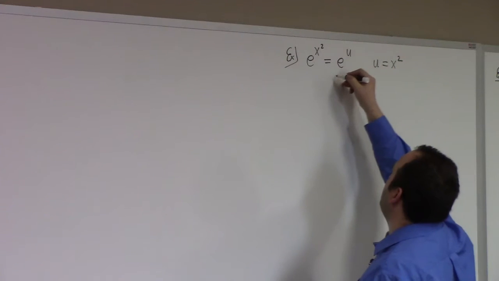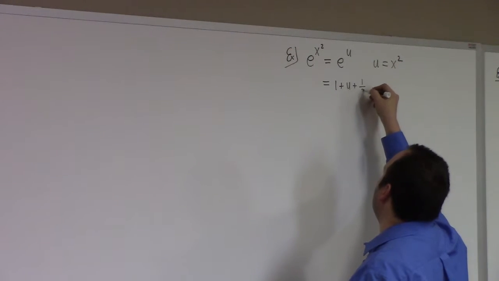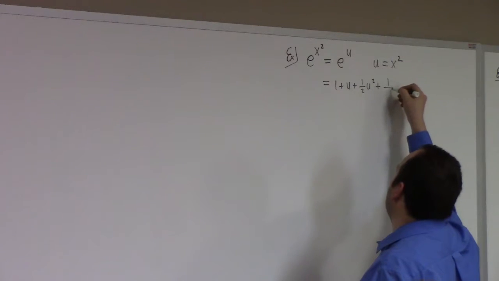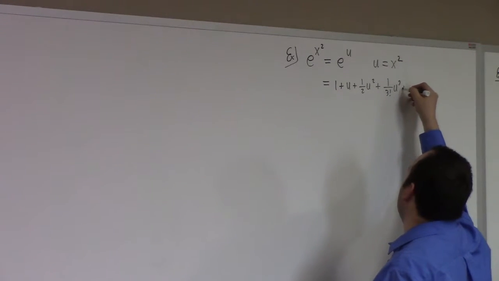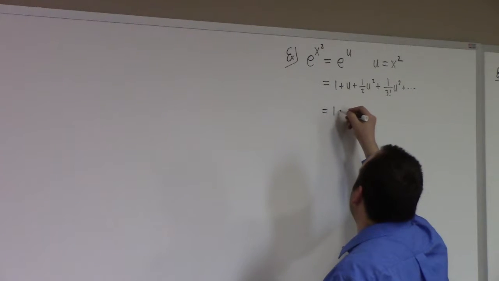What's the Taylor series for e to the u? I mean, the Maclaurin series. It's 1 plus u plus 1/2 u squared plus 1 over 3 factorial u cubed, and so forth, right? Which is what? 1.